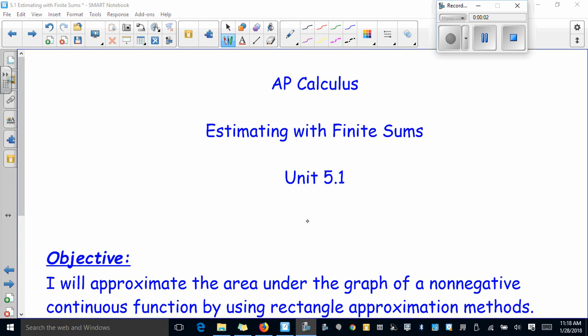Approximation methods. This is called Riemann sums. And you'll interpret the area under a curve as a net accumulation of a rate of change. So you do have to be able to interpret what you got out of this.